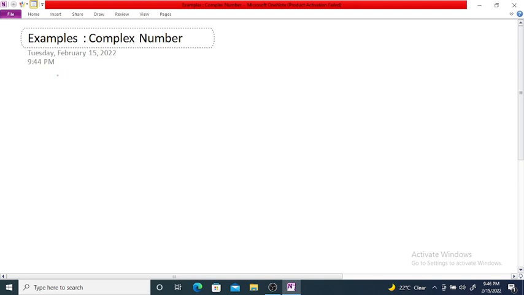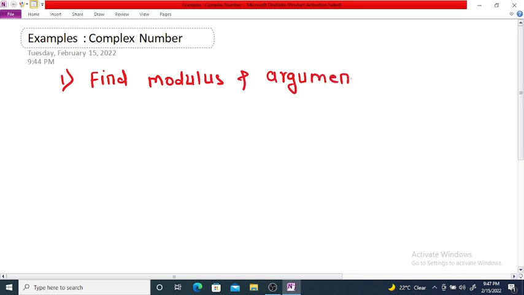Complex numbers. First example, find modulus and argument, principal argument, of the complex number z is equal to minus square root 3 plus i.